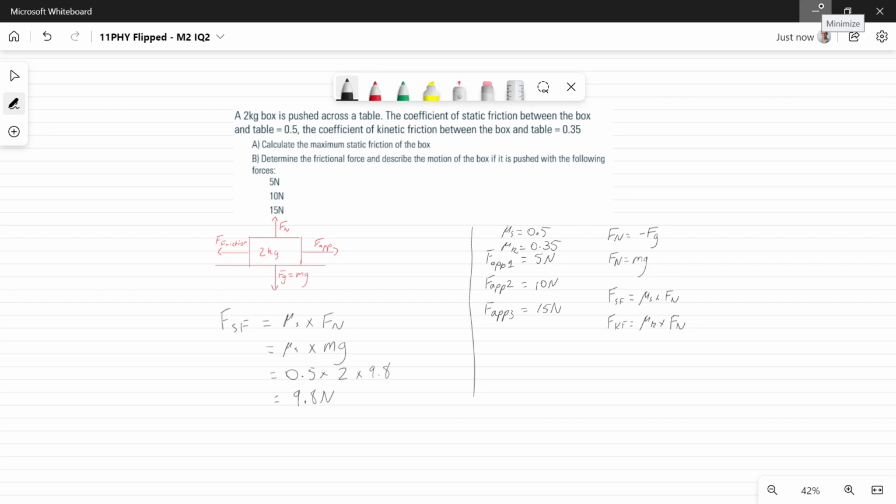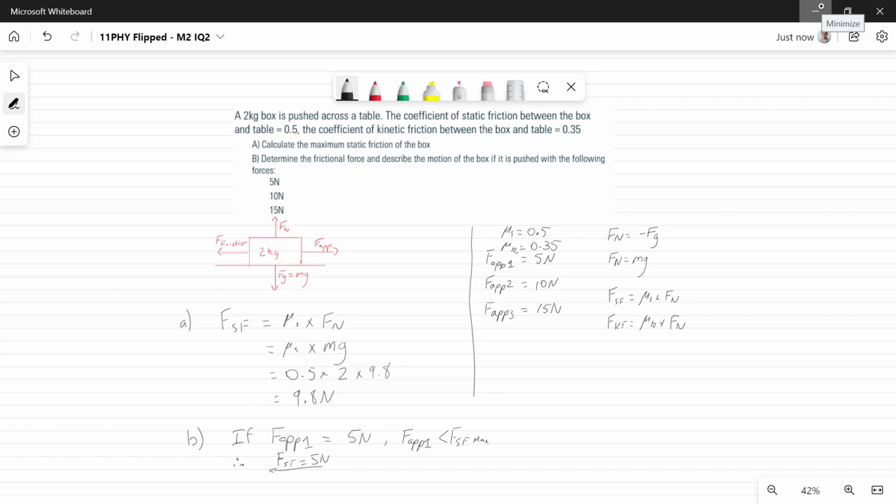So let's see how that's going to apply to our questions in part B. So for this question, we need to analyze a bunch of different applied forces. We're going to look at the first one to begin with, and the applied force there is 5 newtons. So here for the first applied force, we can conclude that because the first applied force is definitely less than the maximum static friction, the force of static friction in this case is going to be 5 newtons to the left.